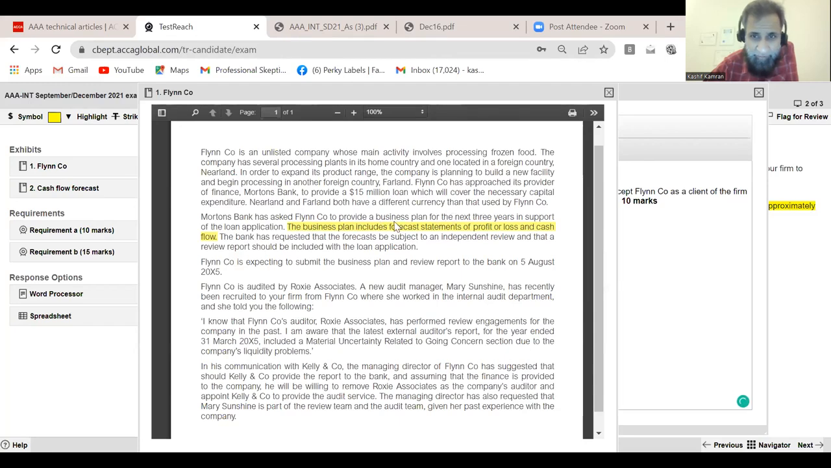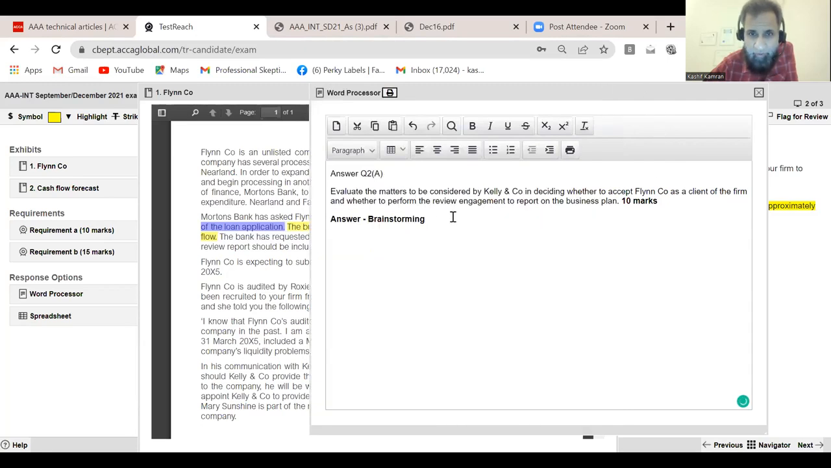A business plan for the next 3 years to support the loan application. Control C, and I bring it back to my word processor. Matters to consider in accepting Flynn and the service to report on business plan.